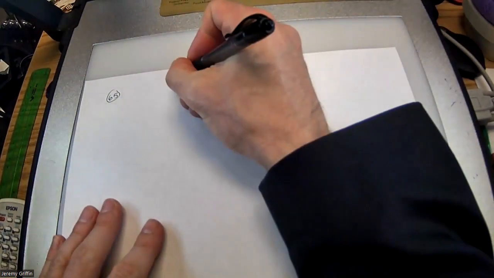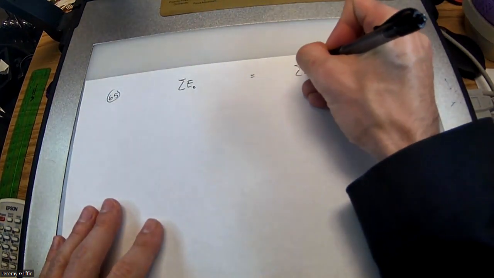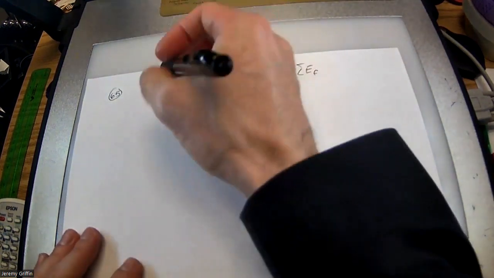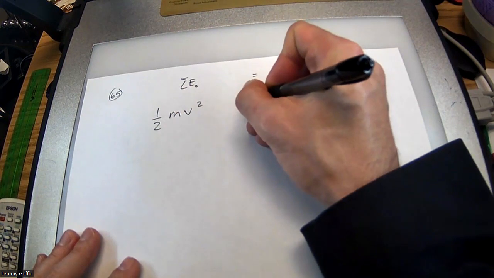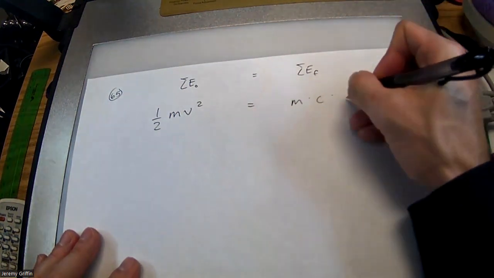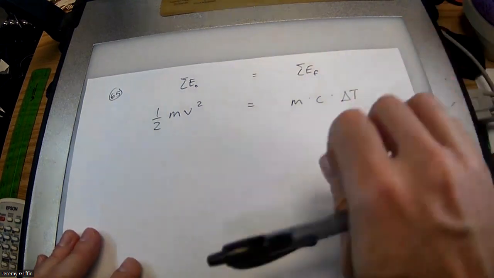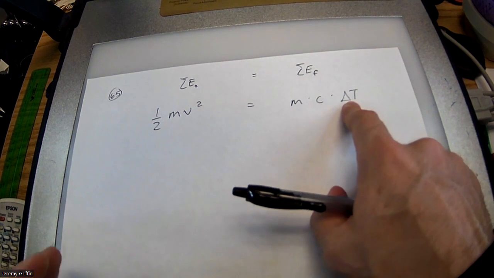So this is going to be conservation of energy. Sum of energy initial equals sum of energy final. The initial energy in this case is kinetic. That's 1/2 mv squared. And it all goes into the thermal energy of the bullet. That's mcΔT, where you remember m is mass, c is specific heat capacity, and ΔT is the change in temperature.